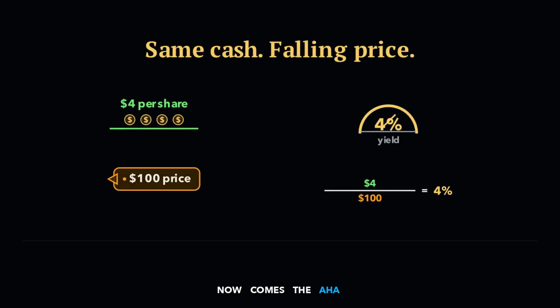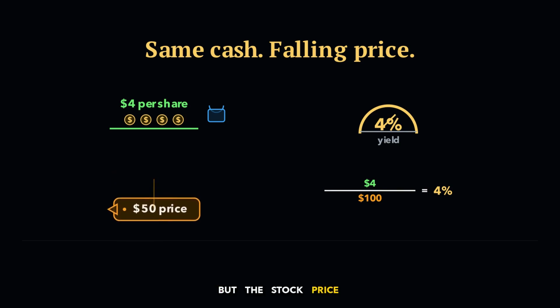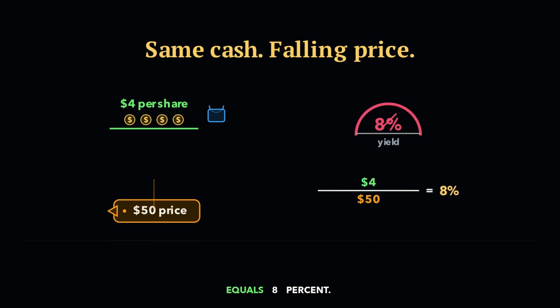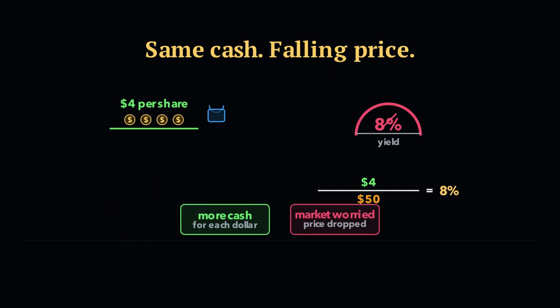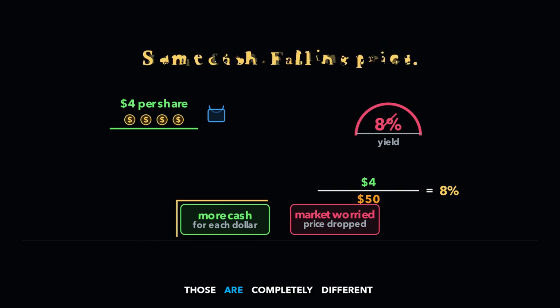Now comes the aha moment. Keep the dividend exactly the same. The company still pays $4 per share, but the stock price falls from $100 to $50. The yield doubles. 4 divided by 50 equals 8%. Nothing about the cash payment improved. The yield rose because the price fell. So a higher dividend yield can mean you're getting more cash for each dollar invested, or it can mean the market is worried, so the price dropped. Those are completely different stories.